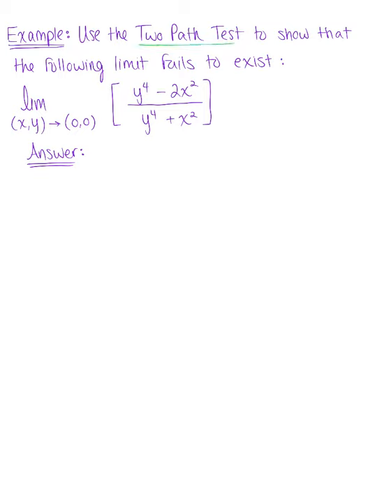We need to find the domain, we need to evaluate the limit as x approaches 0, holding y fixed, and then evaluate the limit as y approaches 0, holding x fixed. So let's get started. Step 1 of our two-path test is to find the domain. We see that our given function is a rational function, so we know that the denominator cannot be equal to 0.